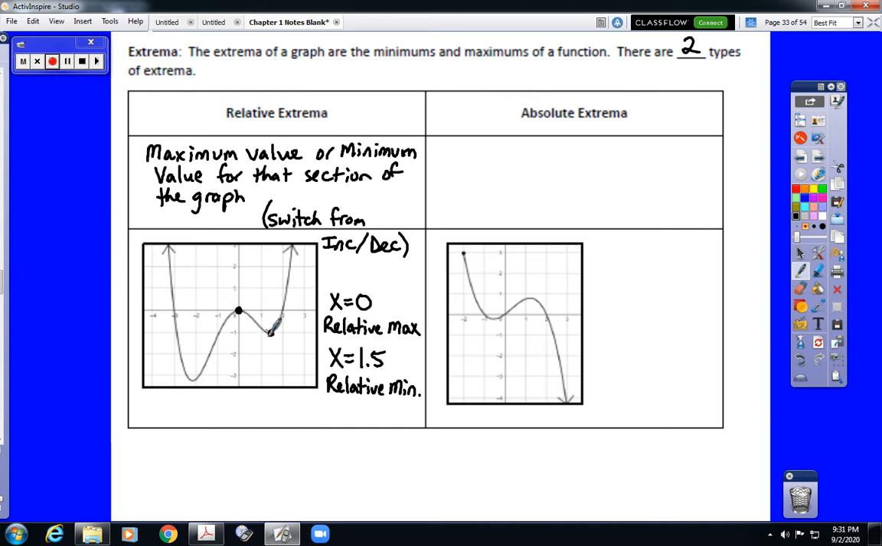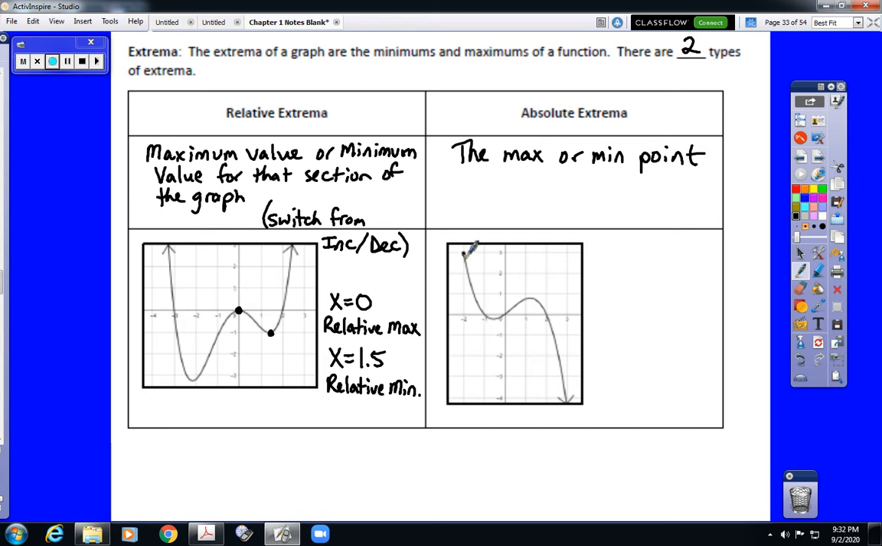The graph is switching from decreasing to increasing, but this whole section down here is lower, which means it's not the lowest point in the entire graph. And then we have absolute extremes, which is sort of self-explanatory. Absolute means the total, the maximum or minimum point. And not every graph has these. Not every graph has an absolute maximum or an absolute minimum.